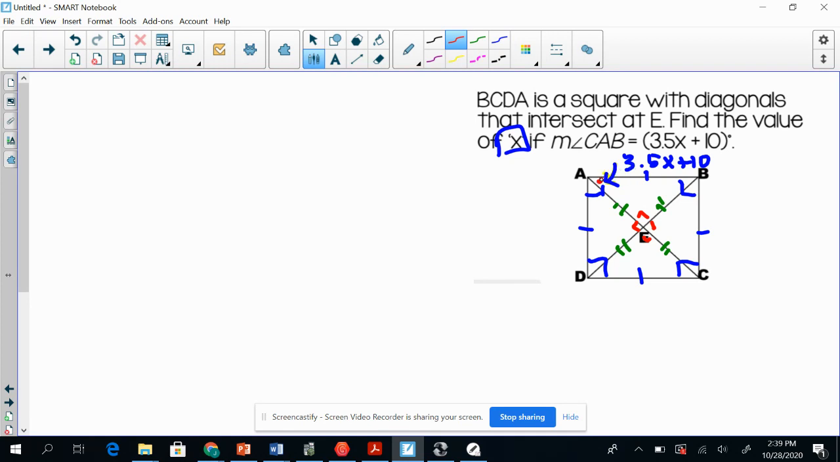So since this little angle here is 3.5x plus 10, if I double it, that's going to give me 90. Diagonals bisect angles in a square as well. So this angle is congruent to this angle, which would make these two the same measure because opposite angles are congruent in a parallelogram. And this angle is the same as this angle, which would be the same as these as well. Opposite angles for all parallelograms over that transversal or diagonal are congruent as well.